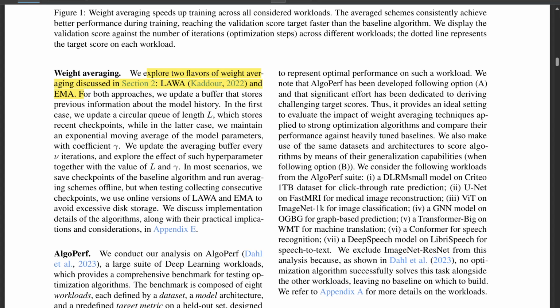Right. And to make sure the findings weren't just specific to one type of problem, their evaluation spanned a really diverse set of workloads. 7 different architectures and datasets. We're talking recommendation systems with DLRM-Small on Criteo 1TB, medical imaging with U-Net on FastMRI, image classification with ViT on ImageNet, graph ML with a GNN on OGBG, machine translation with Transformer Big on WMT, and even speech recognition with Conformer and DeepSpeech on LibriSpeech. Wow, that's a broad sweep, covering a lot of ground. Definitely.